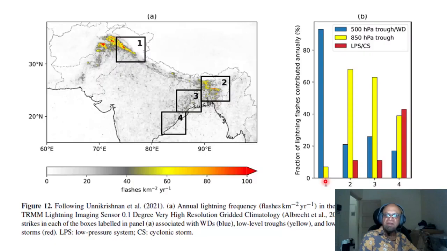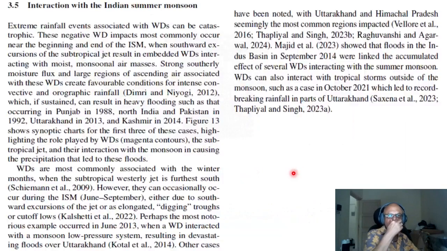So you can see, in box 1, the fraction of lightning flashes contributed annually is massive, over 80% at the 500 hectopascal trough WDs, whereas in boxes 2, 3 and 4 you have others dominating, like the 850 hectopascal trough or the LPS and CS. What does this tell you? Well, that we have to worry about all these things.